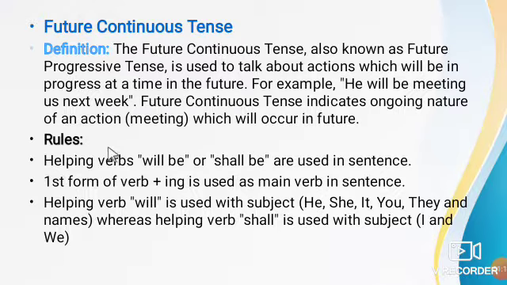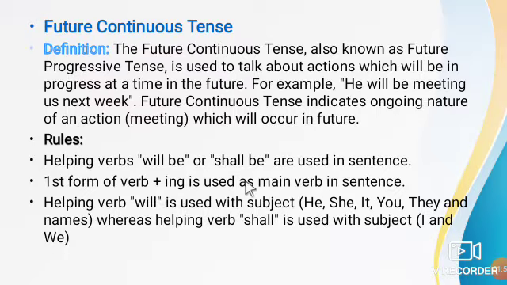Here are some rules of future continuous tense. The helping verb will be or shall be is used in the sentence. We use will be or shall be as a helping verb. It is quite different from the others. In our last tense, future simple tense, we talked about the helping verb, so we have will or shall as a helping verb. Now in this tense, we just put be with will be or shall be.